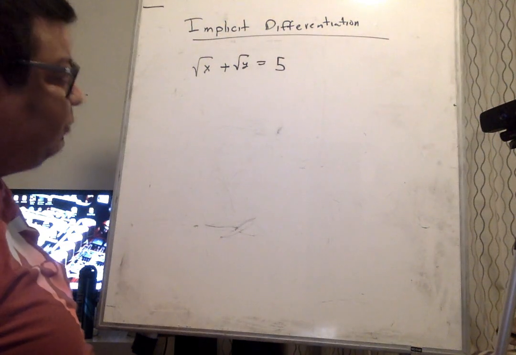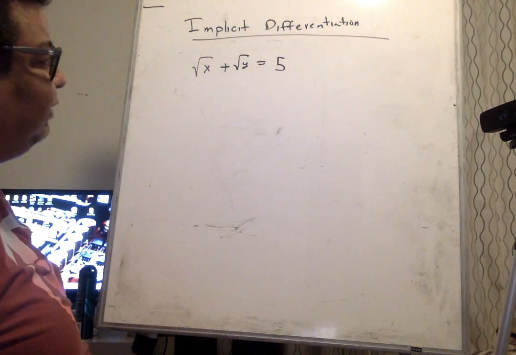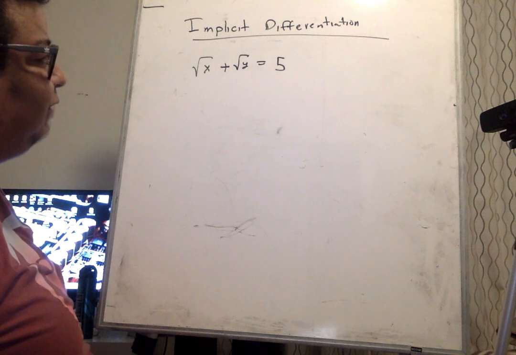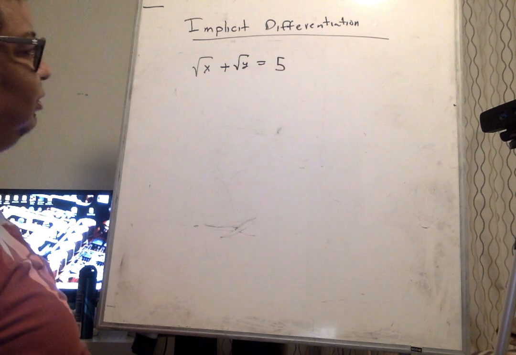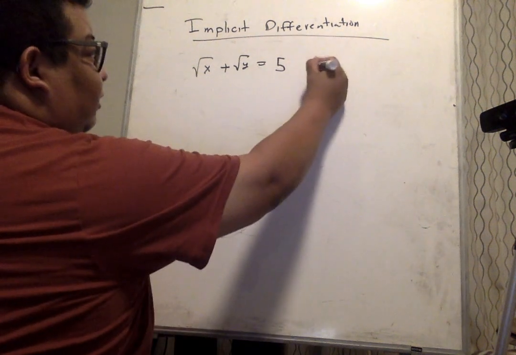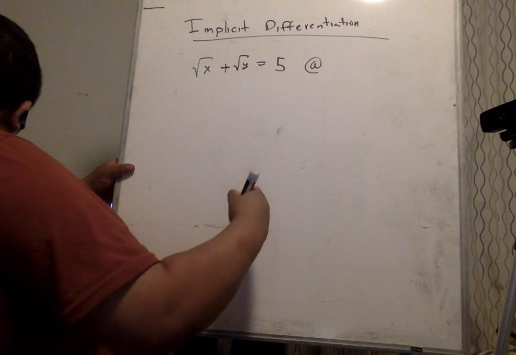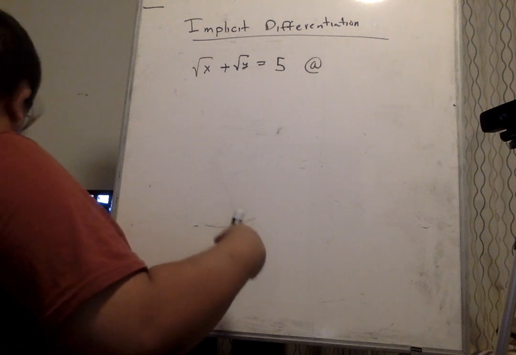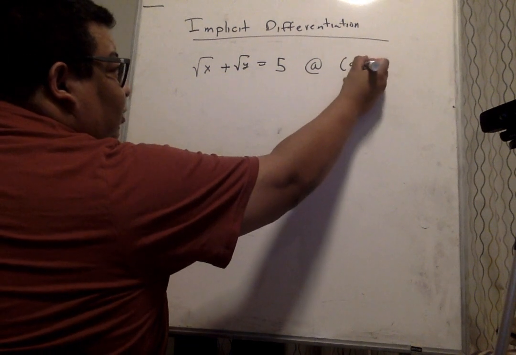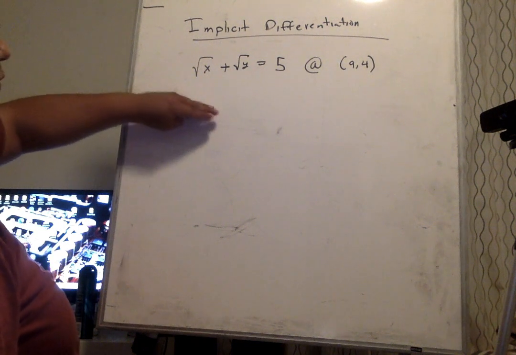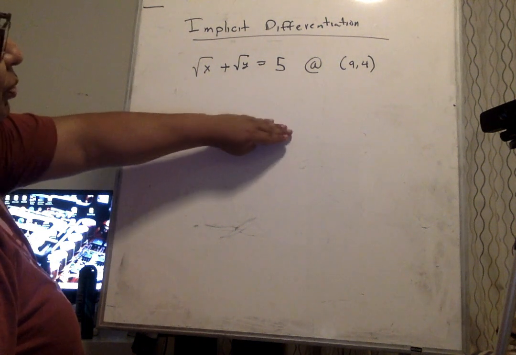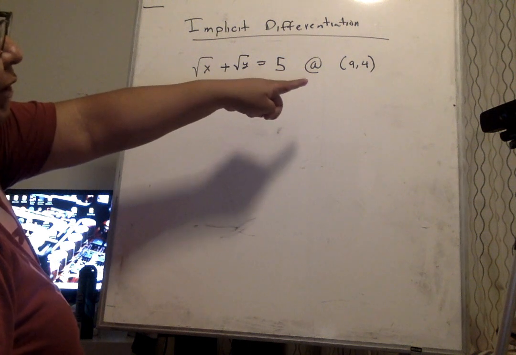Welcome guys. In this video we're gonna find the slope, and we're also gonna find the tangent line to the graph at the point 9,4. So first we need to find the derivative of this function to get the slope. Then we plug in the point there, 9,4.